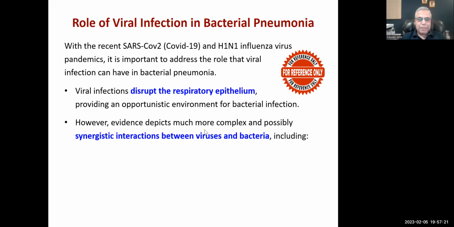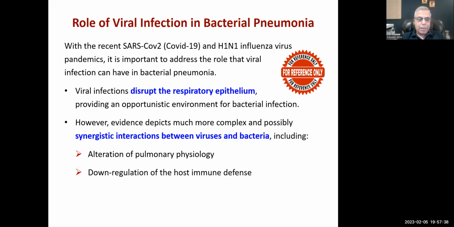However, evidence depicts much more complex and possibly synergistic interactions between viruses and bacteria. These synergistic interactions include alteration of pulmonary physiology. I've explained one to you, which is impairment of the mucociliary escalator, as well as downregulation of host immune defense, local immune defenses in the lung, and changes in the expression of receptors to which the bacteria adhere.